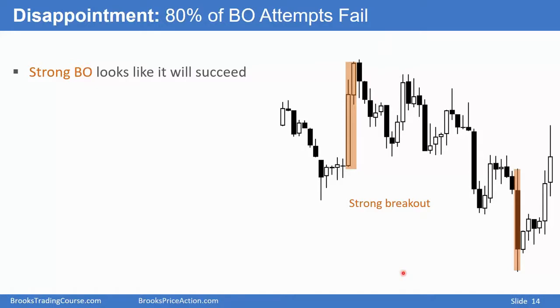Like all markets, trading ranges resist change. Trends, they resist reversing. 80% of the reversal attempts in a trend fail and become flags, and the trend continues. In a trading range, 80% of the breakout attempts, the market trying to become a trend, those breakout attempts fail, and the trading range continues.